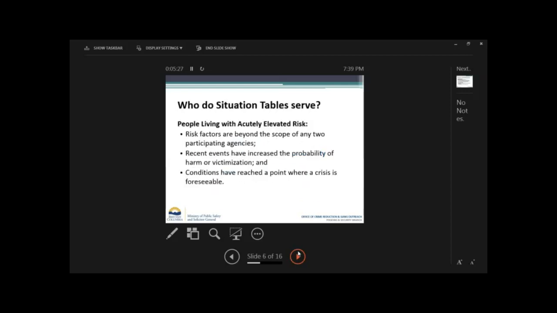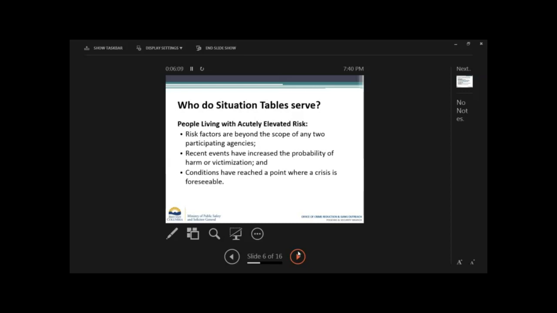So who do situation tables serve? Situation table clients have to meet a certain threshold to be considered eligible to receive the services of the table. The terminology that we use is a bit of a catch-all, recognizing that a lot of different agencies have different terms for priority clients, for example, social chronics or at-risk or high-risk. These three elements ensure that everybody at the table, the school district, the police, the health authority, et cetera, all know generally the same terms that we're working with so that we keep it standardized across the board as to who we screen and why. These three criteria are what we use to allow people into the table.